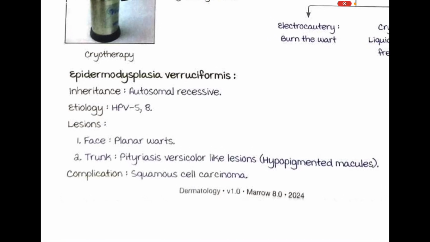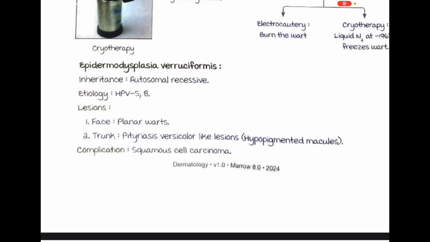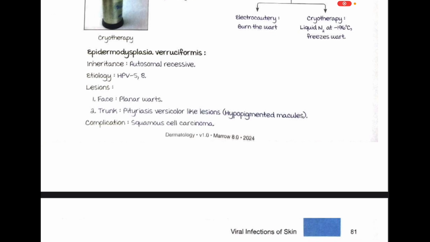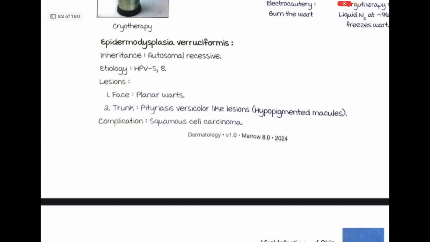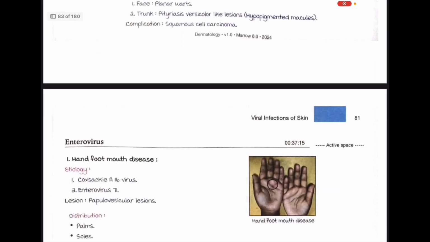Epidermodysplasia verruciformis. Inheritance: autosomal recessive. Etiology: HPV 5 and 8. Lesions: face, plantar warts, trunk. How can there be plantar warts on face? Okay, so on face there are planar warts, sorry, and on trunk there are pityriasis versicolor like lesions, hypopigmented macules. Complication is squamous cell carcinoma.